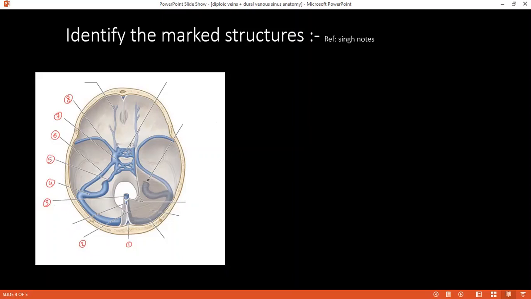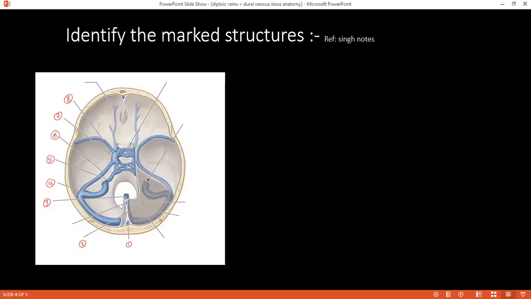Okay. Can you please tell me from where it drains and where it drains to? Yes, ma'am. It drains from the transverse sinus, and it will also take in the superior petrosal sinus. So it takes all that and then it drains into the jugular bulb of the internal jugular vein.